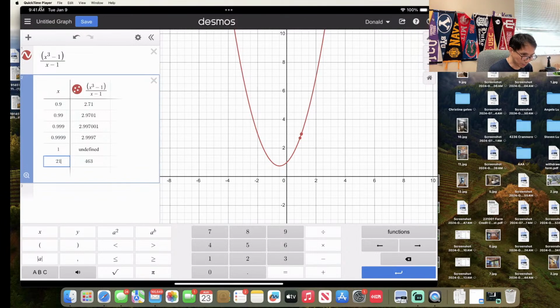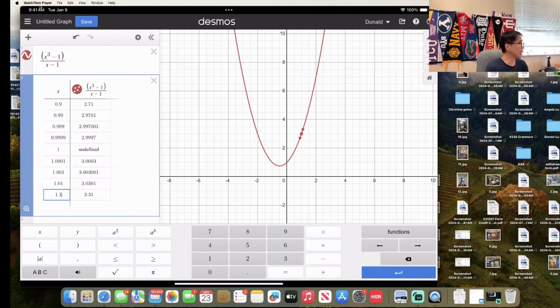1.0001, 1.001, 1.01, and 1.1. Do you see that the value is reaching a specific value? What will be that specific value? 3. So as x approaches 1, it seems like your black hole is going to be located at (1, 3). Does that make sense? And that's how I approach numerically.